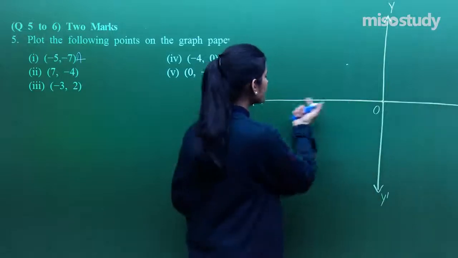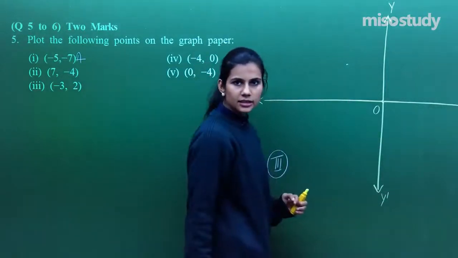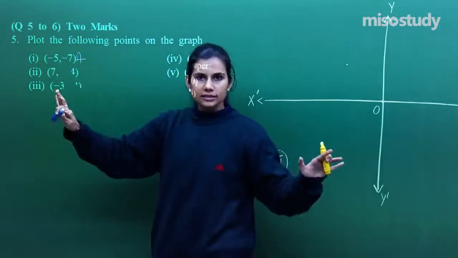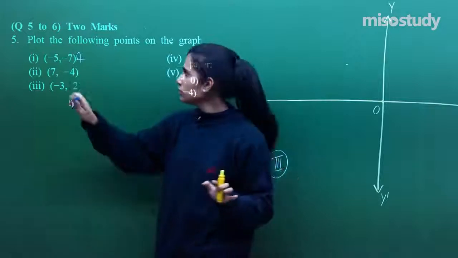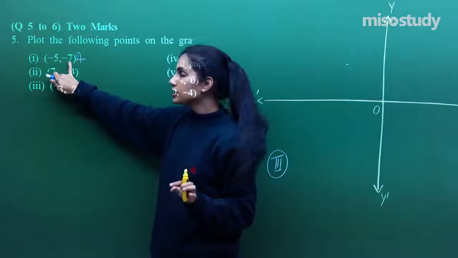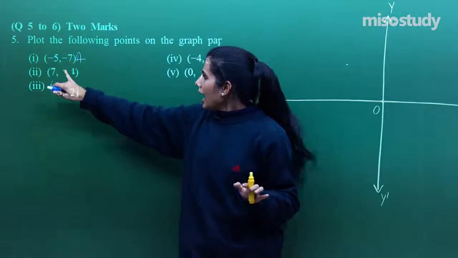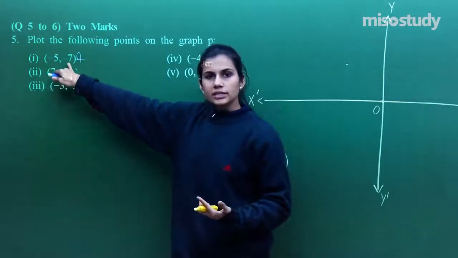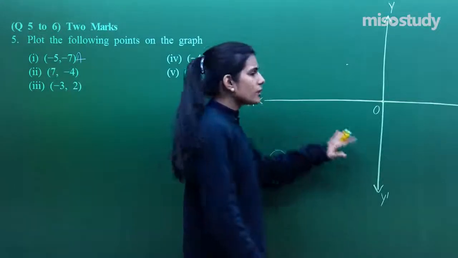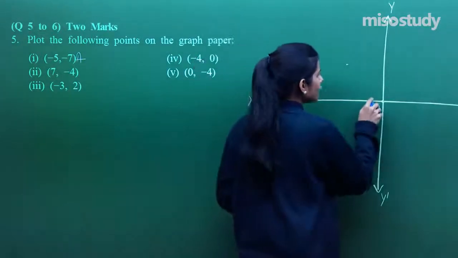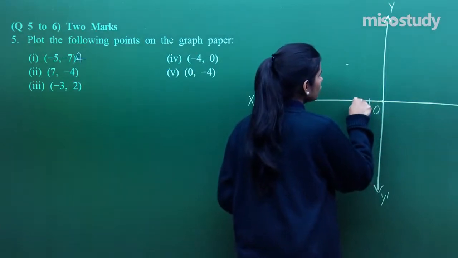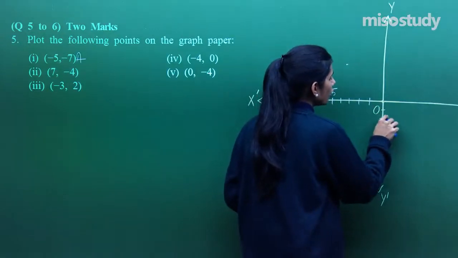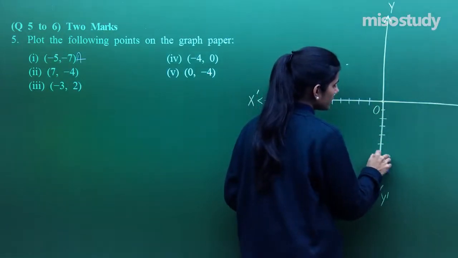As I told you, focus upon the negative x-axis and negative y-axis. Just look at the magnitude, don't look at the sign. Here the magnitude is 5, here the magnitude is 7. Ignore the minus sign. I have to move 5 units along the negative x-axis and 7 units along the negative y-axis. These two axes I have already finalized. So move 5 units along the negative x-axis: 1, 2, 3, 4, 5. This is your -5. Move 7 units along the negative y-axis: 5, 6, 7.